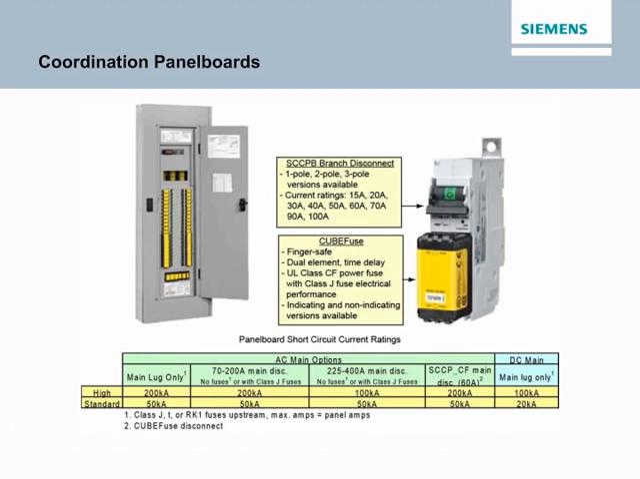You have neutral options of unbonded and bonded, 200, 400, or 800 amps. You have isolated or non-isolated grounds, a NEMA 1 or 3R enclosure, and the accompanying graphic shows the short circuit current ratings and also shows pictures of a panel and a branch disconnect with a plug-in CUBEF fuse.